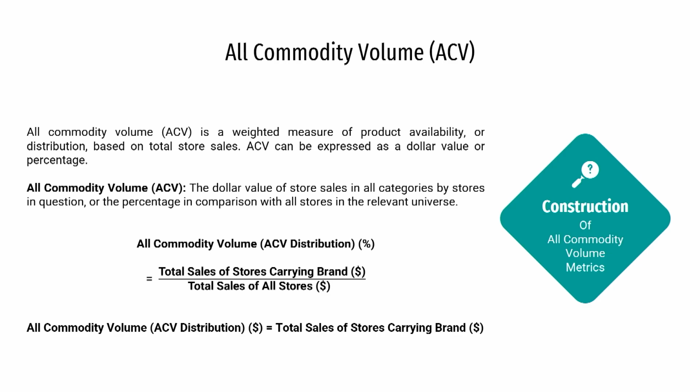So, as far as the formula for this particular metric is concerned, it is the total sales of stores carrying that particular brand, if we are calculating it in terms of dollars. So, total sales in dollars for the stores carrying that particular brand divided by total sales in dollars by all the stores in the relevant market. So, that gives me the all commodity value for this particular brand, right. So, basically it talks about my importance and my level of existence in the market.